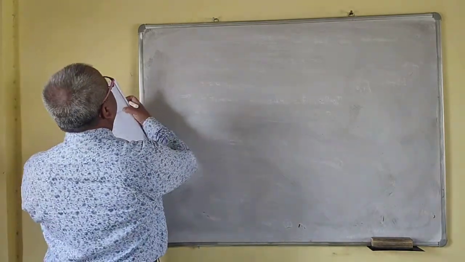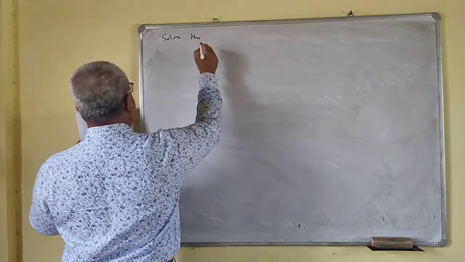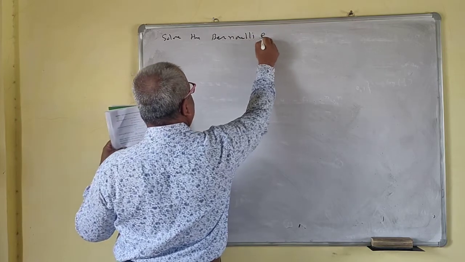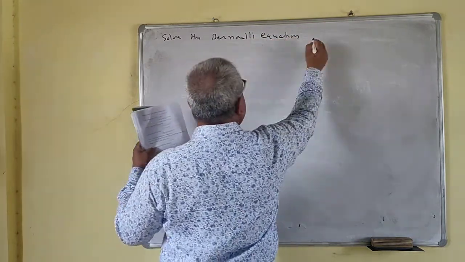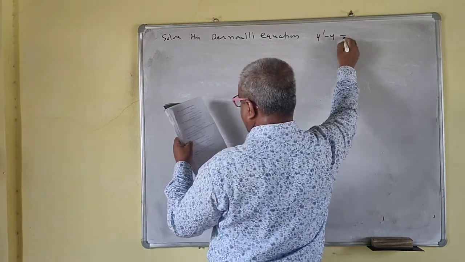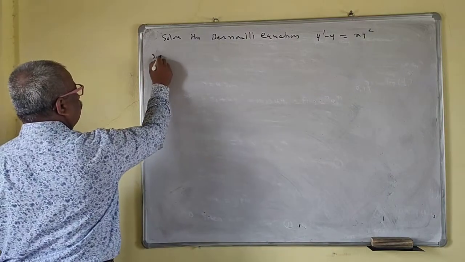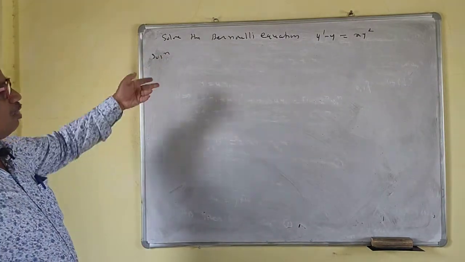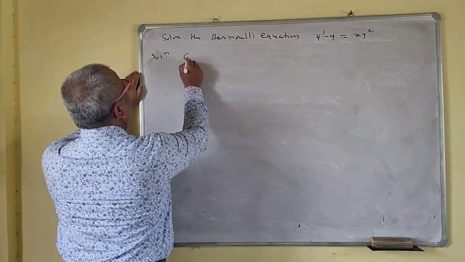Solve the Bernoulli equation y prime minus y is equal to x y square. Solution: they will usually say only to solve the equation; they will not say solve the Bernoulli equation. So we'll do this. Okay, given that.